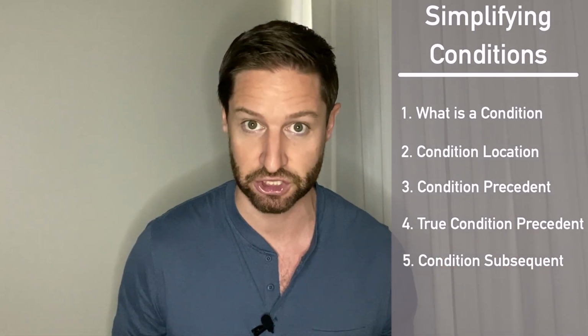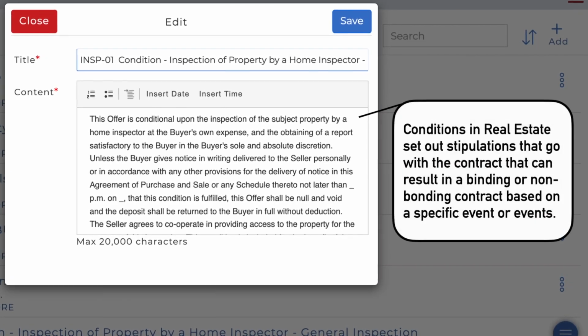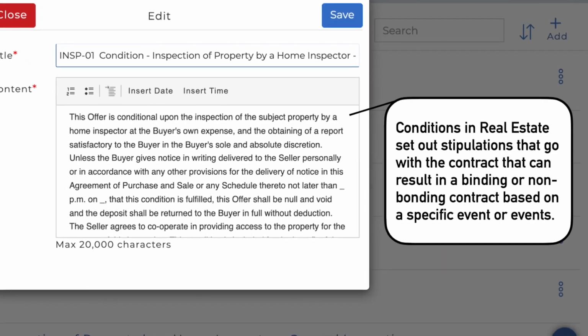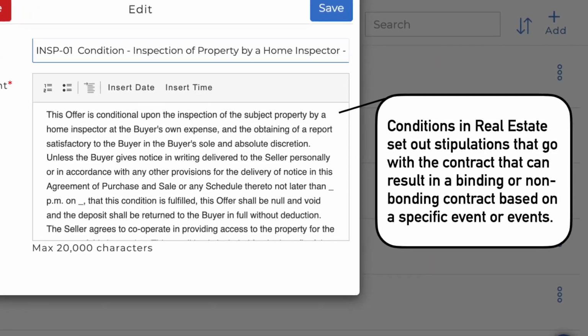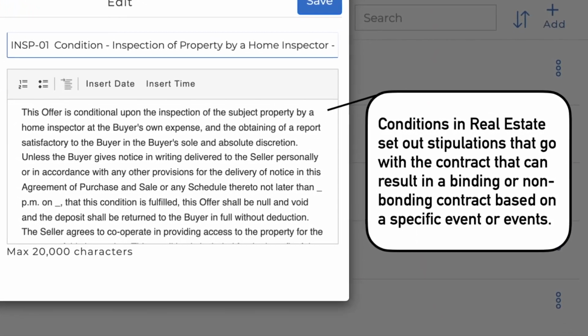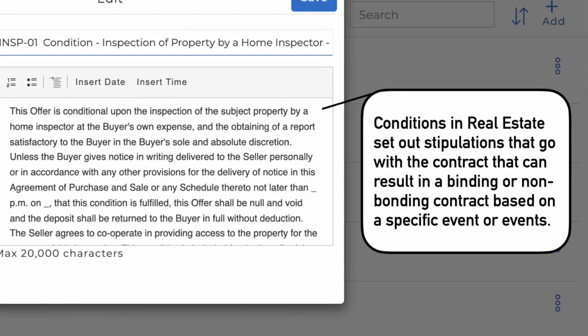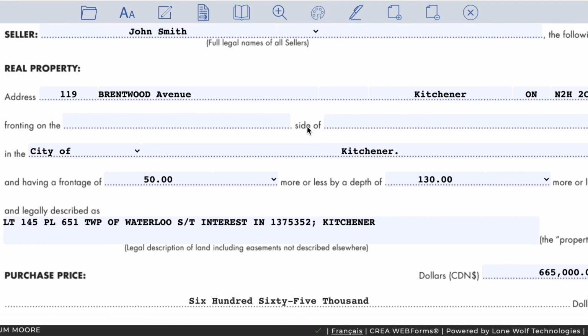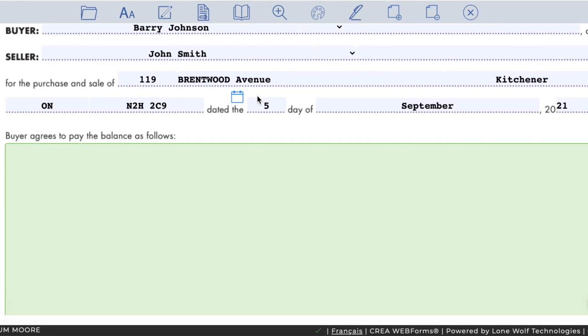First, what's a condition? Conditions in real estate set out stipulations that go with the contract that can result in a binding or non-binding contract based on a specific event or events. Simply, most conditions involve buyer's activities, such as obtaining financing, conducting an inspection, or the selling of the buyer's property. Conditions are generally found in the agreement of purchase and sale, and they are found on Schedule A.